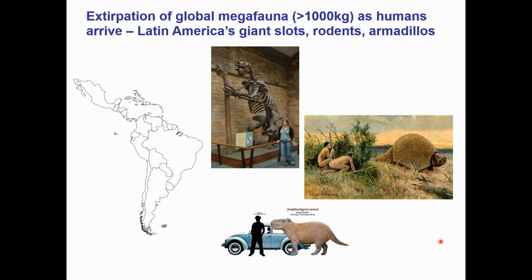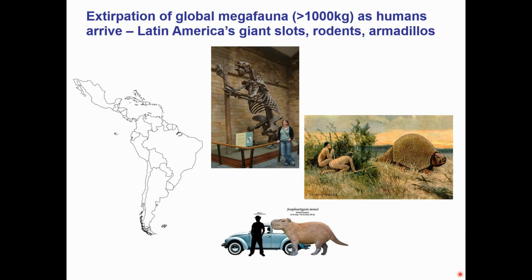This, if we look at it historically, is actually far more dramatic. So the arrival of humans onto a continent is associated with what we call the extirpation of megafauna. And all across the globe, we've seen the extirpation of global megafauna. By megafauna, we mean animals that weigh more than 1,000 kilograms as humans arrive. So we can look at this continent by continent.